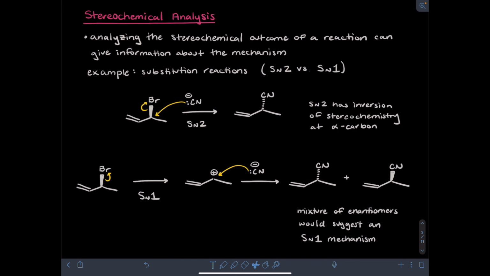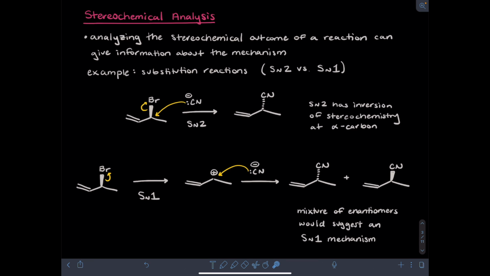The carbocation is planar, and the cyanide nucleophile could attack it from either above or below. Because of this, the SN1 mechanism gives rise to two stereoisomers of product. One where the cyanide was added from below, making it a dashed bond, and one where it was added from above, giving this group a wedged bond.